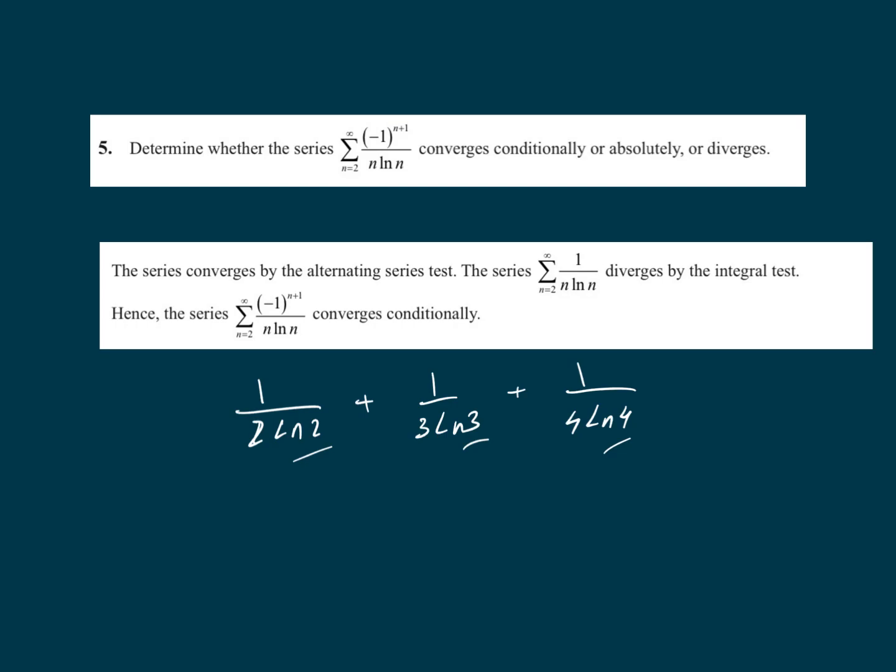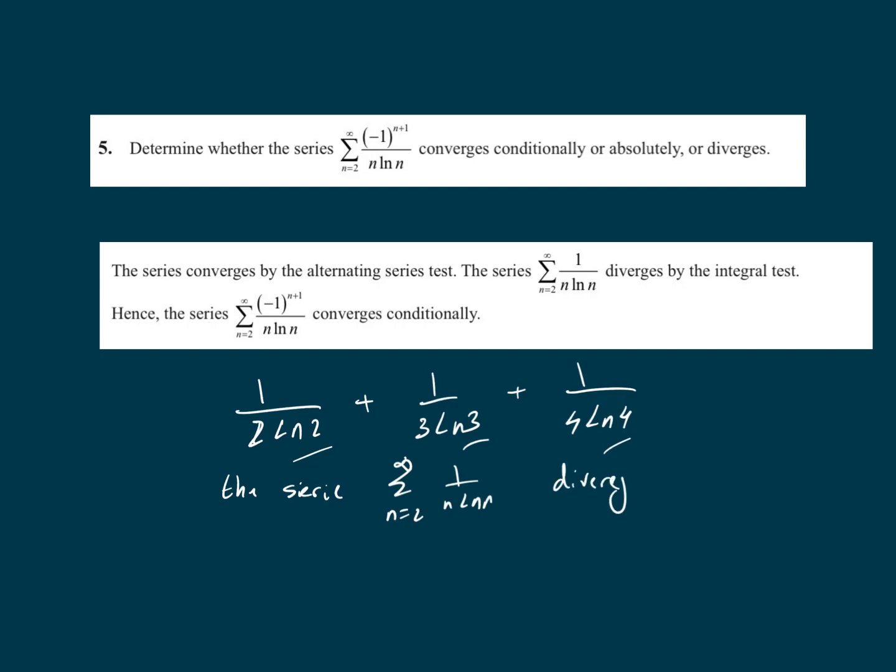This is the series of the absolute value, and the integral test will tell us about it. This was done in the previous lesson about the integral test. So the series, summation from n equals 2 to infinity of 1 divided by n natural log of n, diverges.